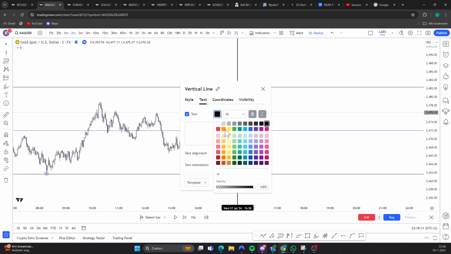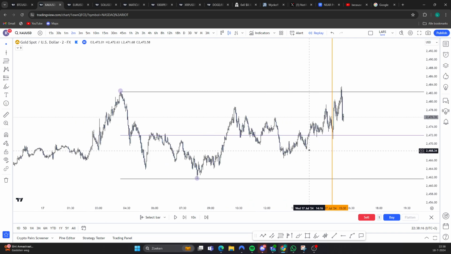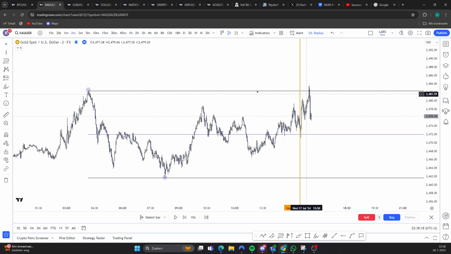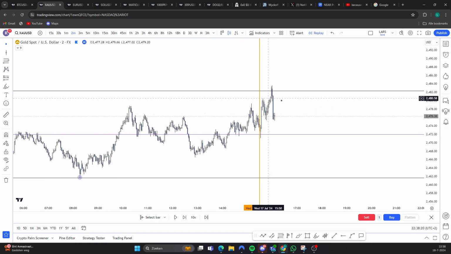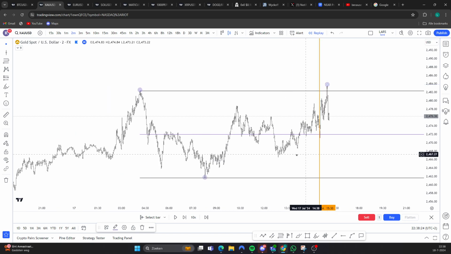Let's make it orange. This is where New York opened. I wanted a move up, taking the London highs and taking Asia high, which is what we got right here, deviating that range high. And I wanted a structure break to confirm my entry. Guys, I always confirm an entry on a break of structure, okay?